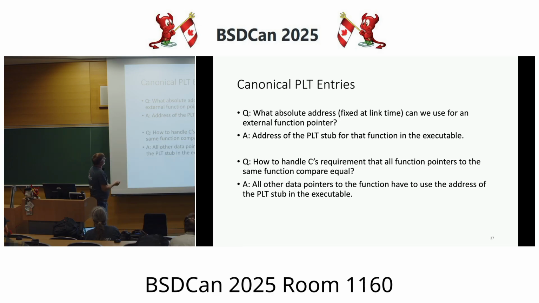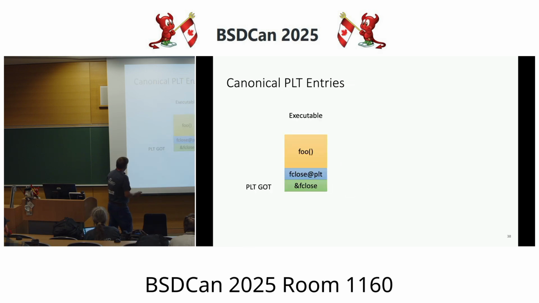All right, so now we have a picture of that. You can think of this as kind of like copy relocations for function pointers. Here we've got our executable, and it has the foo function. It's going to call fclose. And, well, yes, even though we don't call fclose, we need a function pointer. So we make sure that we're going to create a PLT stub, even though it doesn't get used, just so that we have this GOT entry that can be the function pointer.